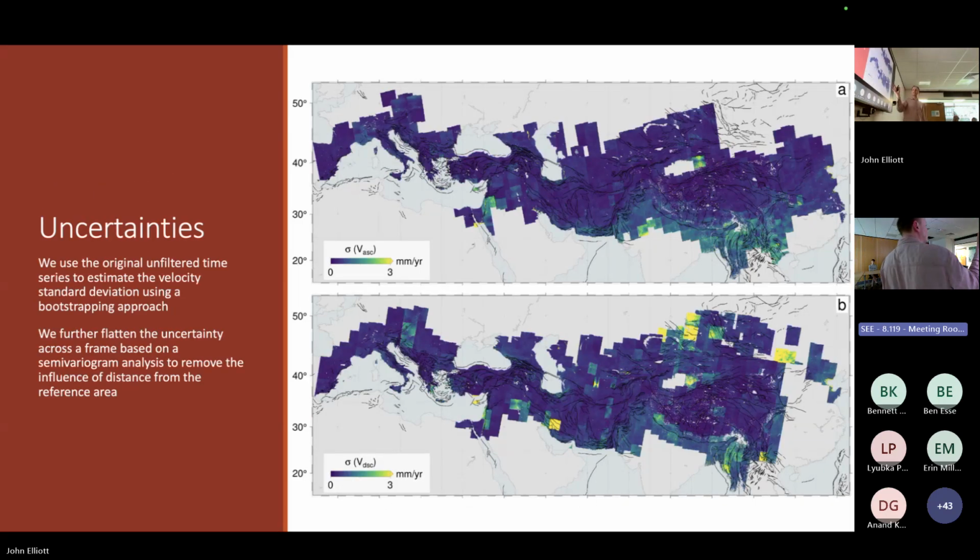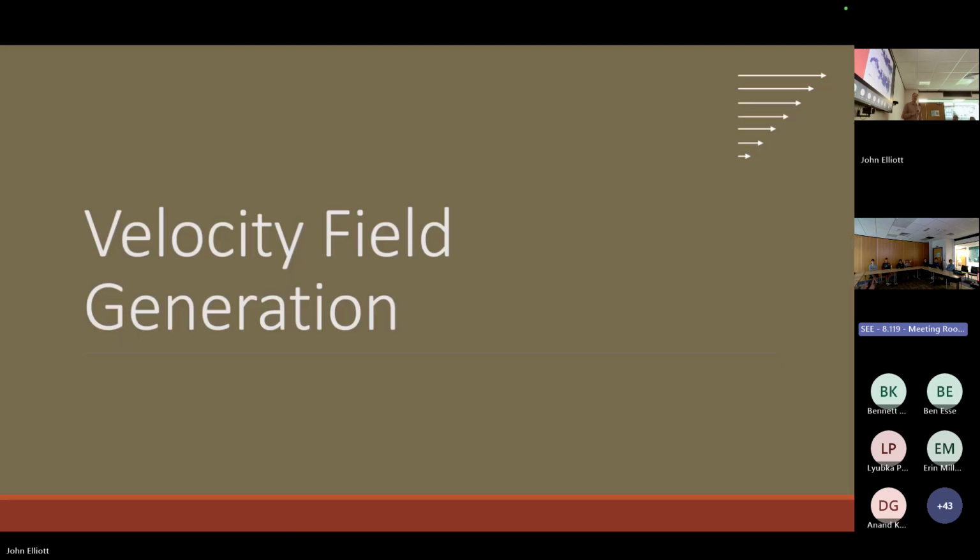We also have those uncertainties, as I said, that were a little bit low. So these are the uncertainties we get from the bootstrapping approach to the time series that we flatten to account for the reference pixel. But these are all largely below 1, except where we've had a bit of problems with some of the frames. But they're too low, and we'll get back to adjusting them. So the next stage is to look at how we generate the velocity field. So we want that to then go onto the strains.